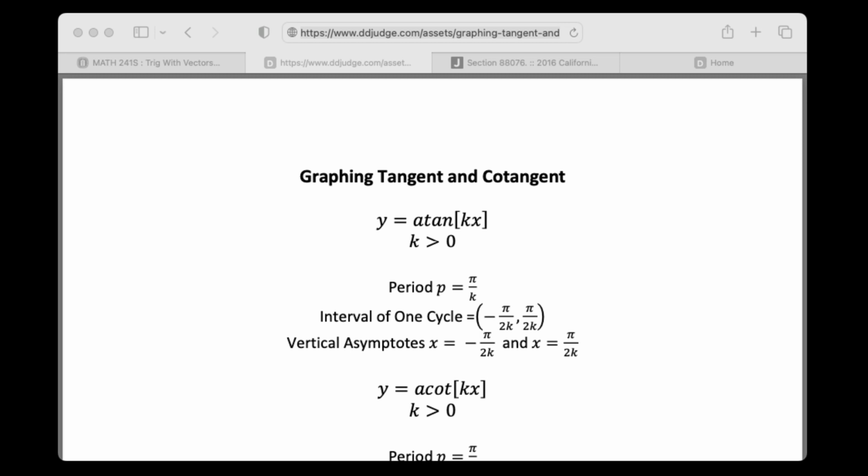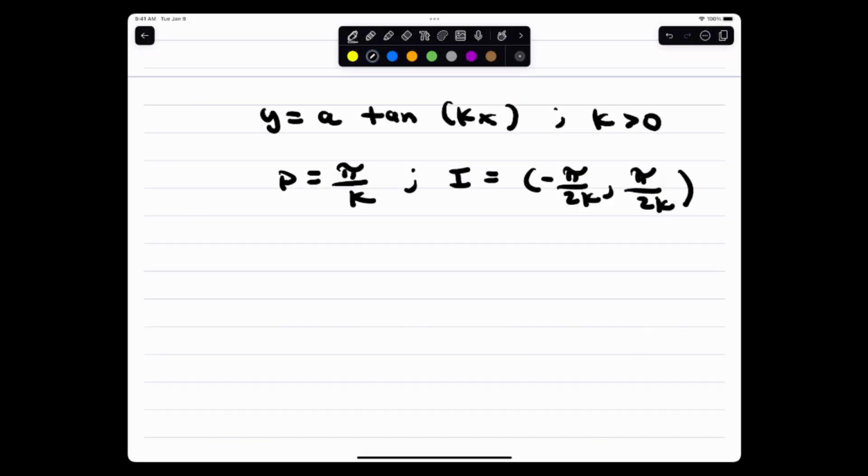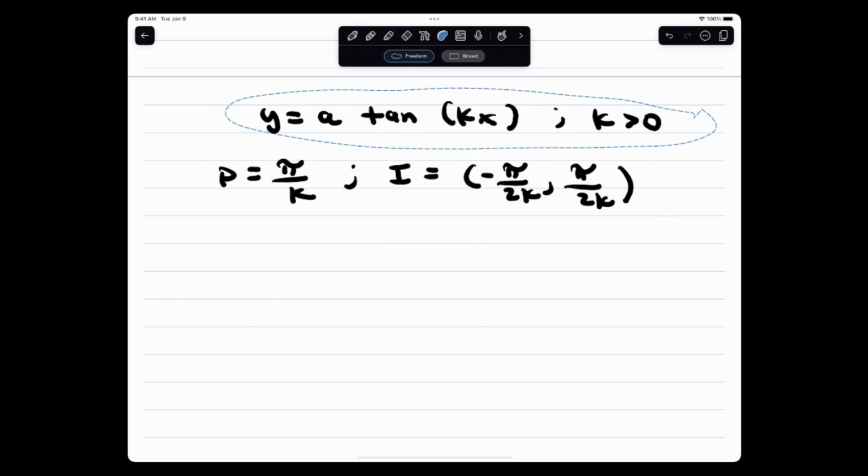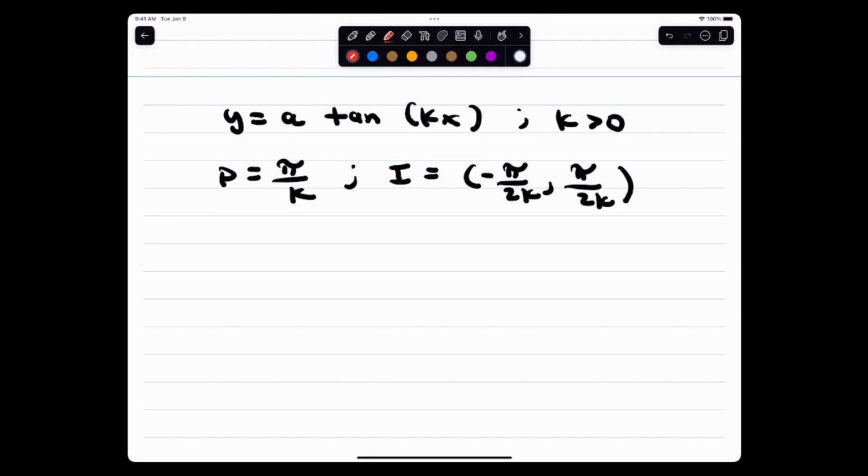And now notice this. This is what's happening here. Your period is going to be what? Pi over k. The interval of one cycle, ladies and gentlemen, is negative pi over 2k and then pi over 2k. So I'm writing this stuff down. It's in that note here. So you're going to need to as well go through this. And I want to mention to you guys a couple of things here.